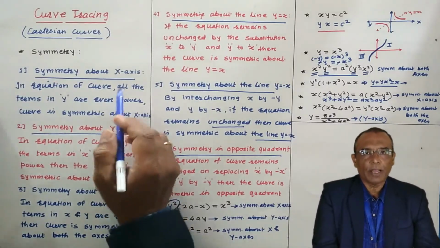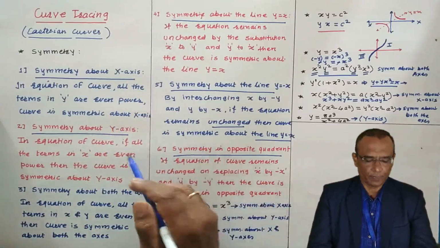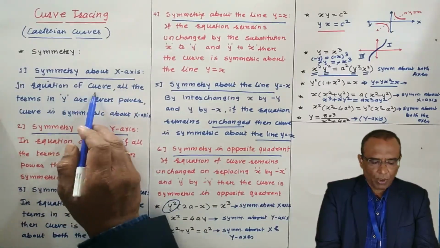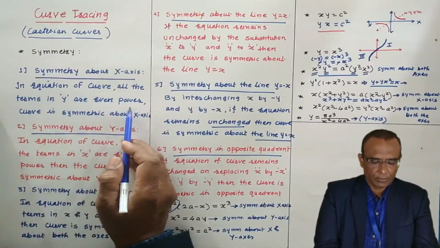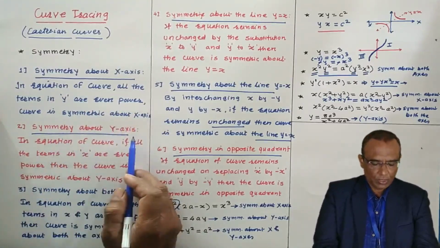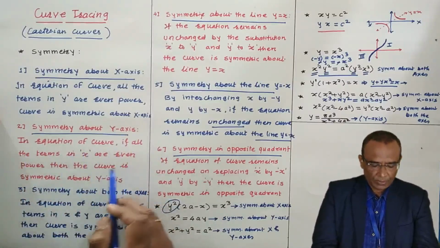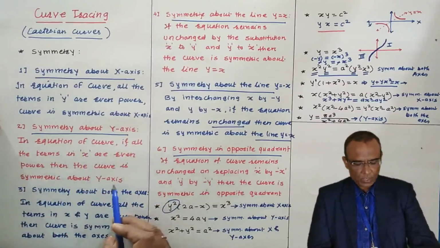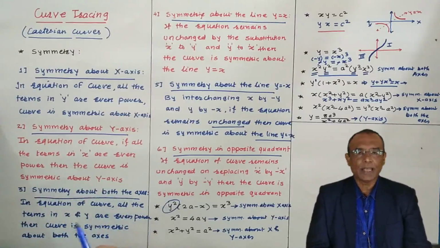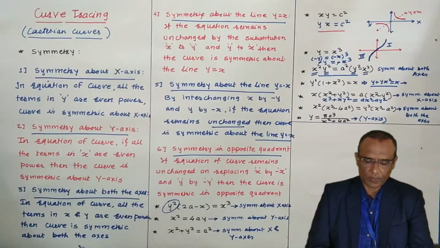Symmetry about the x-axis, symmetry about the y-axis, symmetry about any line we can find. So what about the symmetry about the x-axis? In the equation of the curve, if all the terms in y are of even power, then the curve is symmetric about the x-axis. Symmetry about the y-axis: in the equation of the curve, if all the terms in x are of even power, then the curve is symmetric about the y-axis. Symmetry about both the axes: if all the terms in x and all the terms in y are of even power, then the curve is symmetric about both the axes.